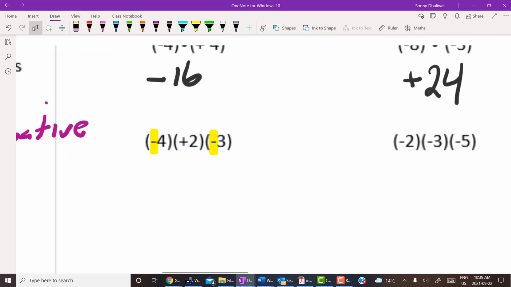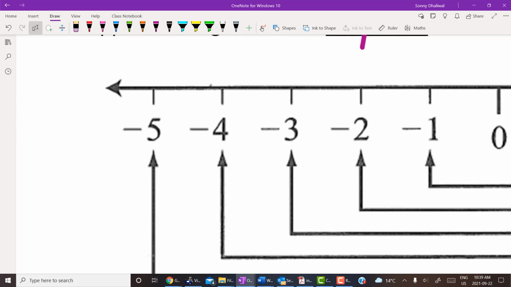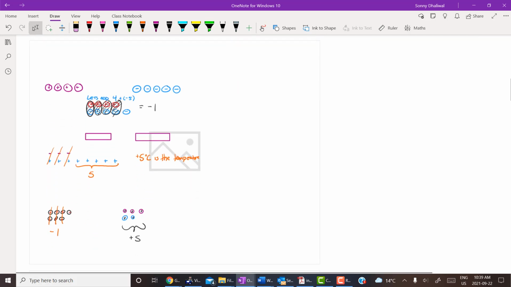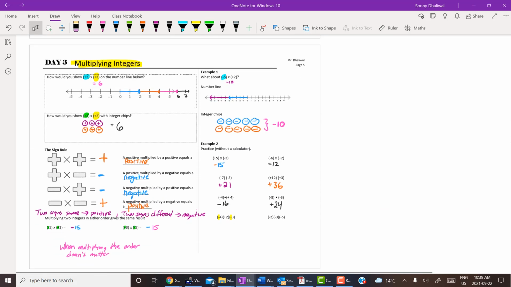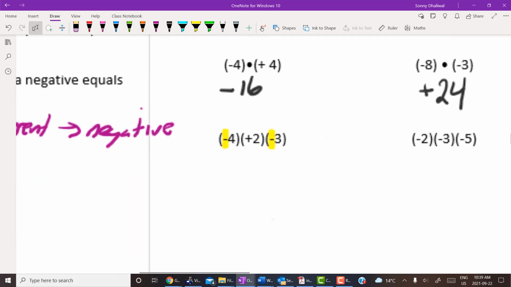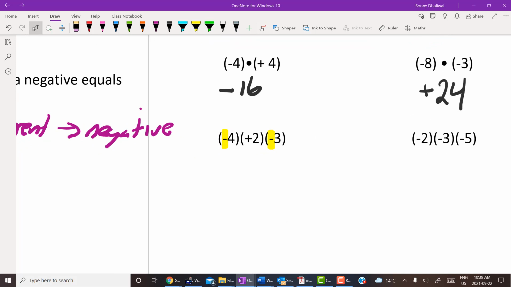So two negatives cancel each other out to make a positive. If we have an even number of negatives, they always will cancel each other out to make a positive, right? So this answer is going to be a positive.